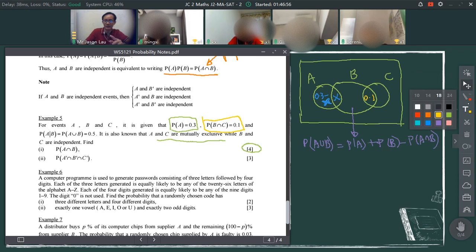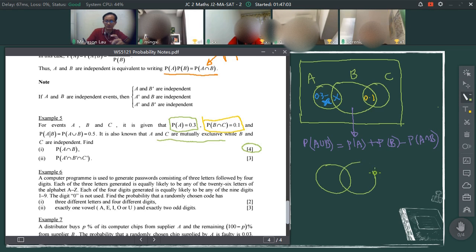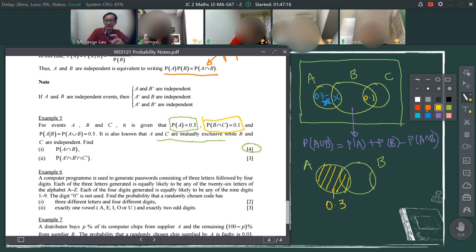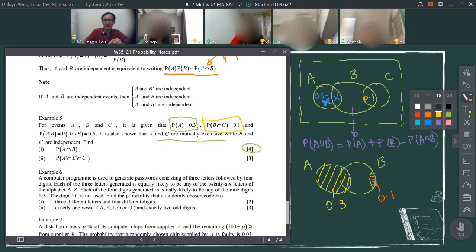Okay, I draw again one more time. This is my diagram. A, B, then there's a little part here. So here I have 0.3. Then here is 0.1. So you can see I want the middle part, therefore I use 0.5, which is everything.